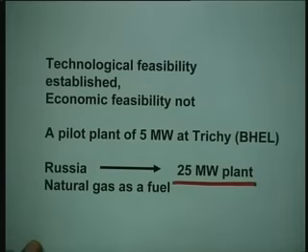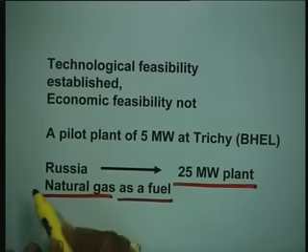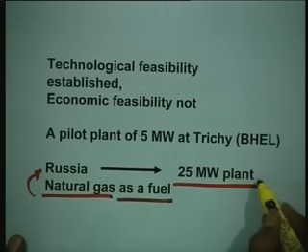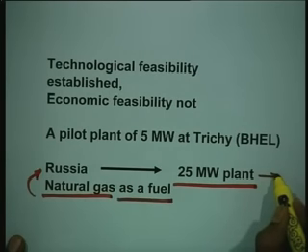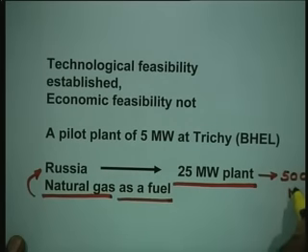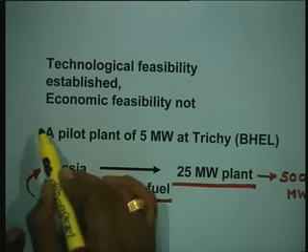They had a 25 megawatt plant with natural gas as a fuel in the Soviet Union, former Soviet Union, Russia now. They were about to scale it up to 500 megawatt in the early 90s, and there was a collapse of the empire. So, they could not do it, because they were doing something we also did in India.